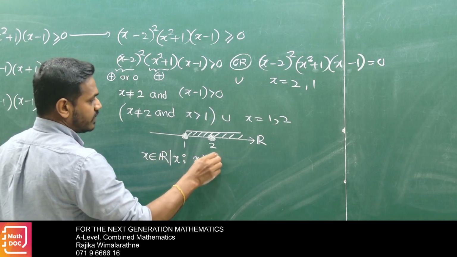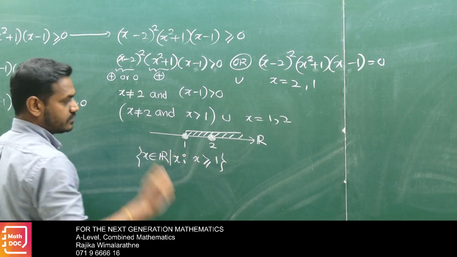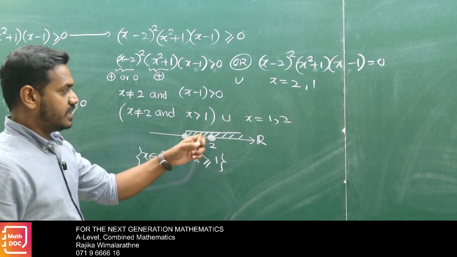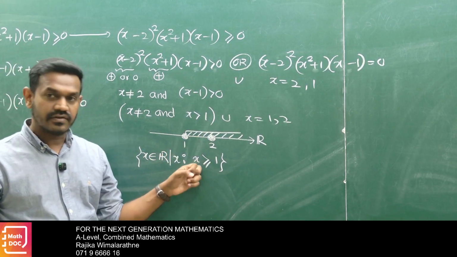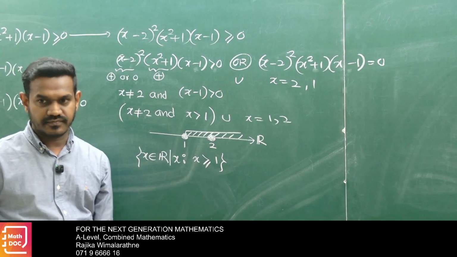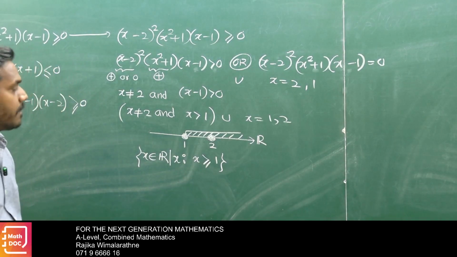x greater than or equal 1, no? Then that included x equal 2. Then greater than or equal 1, that's enough. Complete.